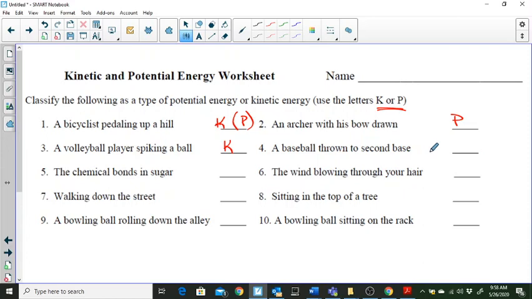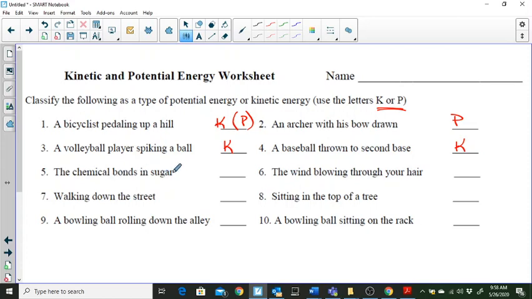A baseball thrown to second base. I used to play softball, and for a few seasons I was the catcher, and that was always the big throw. Somebody's stealing, going from first to second, and so you had to get the ball, get up, and throw it quickly to second base. So the ball is thrown, it's moving. There's kinetic energy.